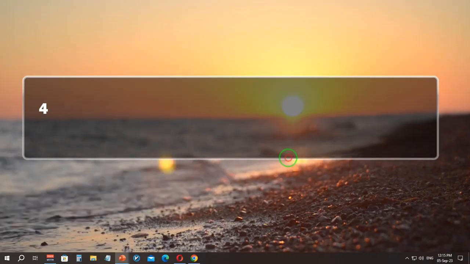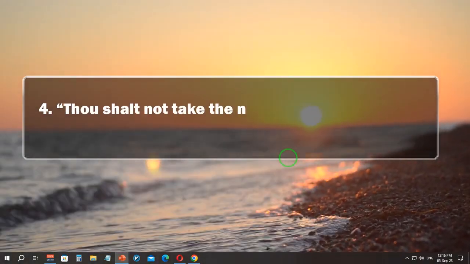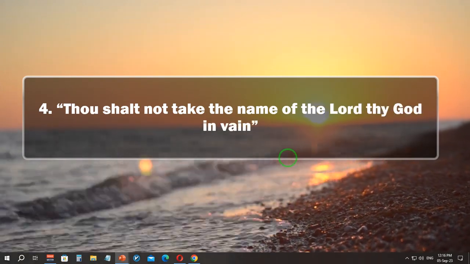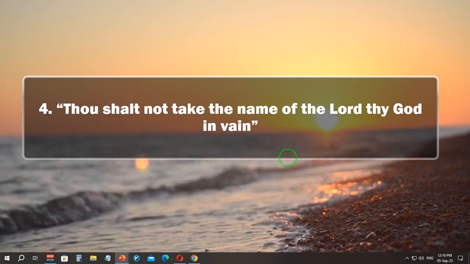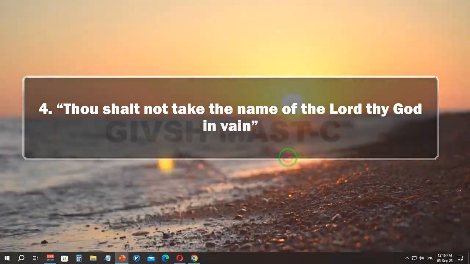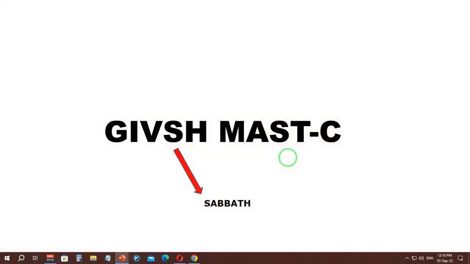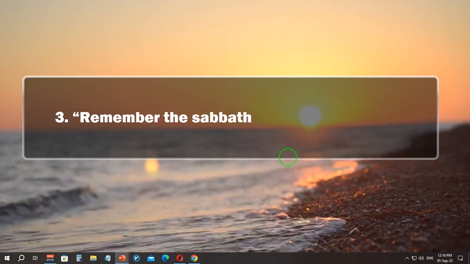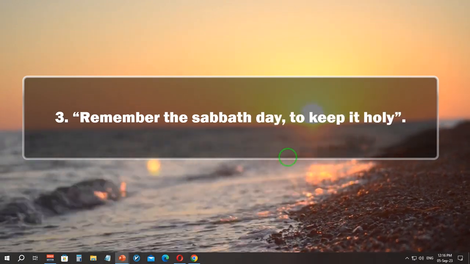The third letter is V, for vain. What is the third commandment? Thou shalt not take the name of the Lord thy God in vain. All right, the fourth letter is S, for Sabbath. What's the fourth commandment? Remember the Sabbath day to keep it holy.